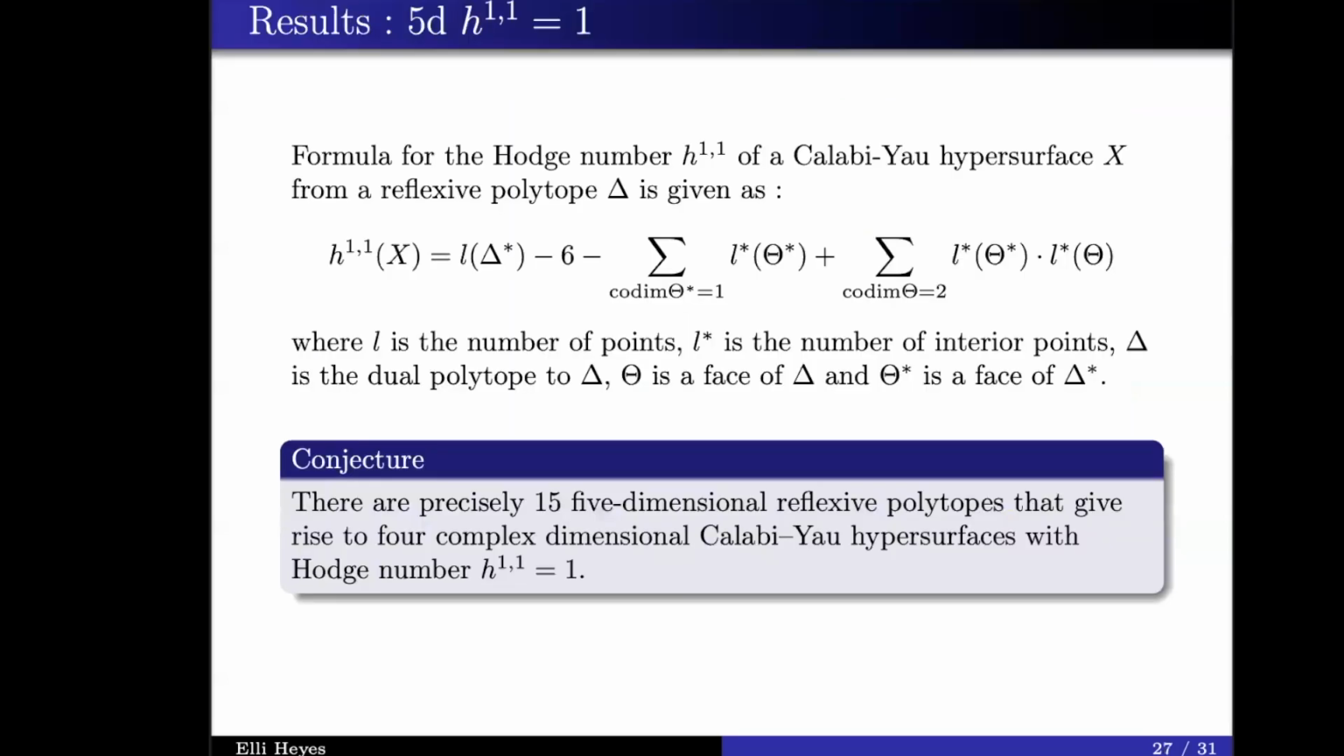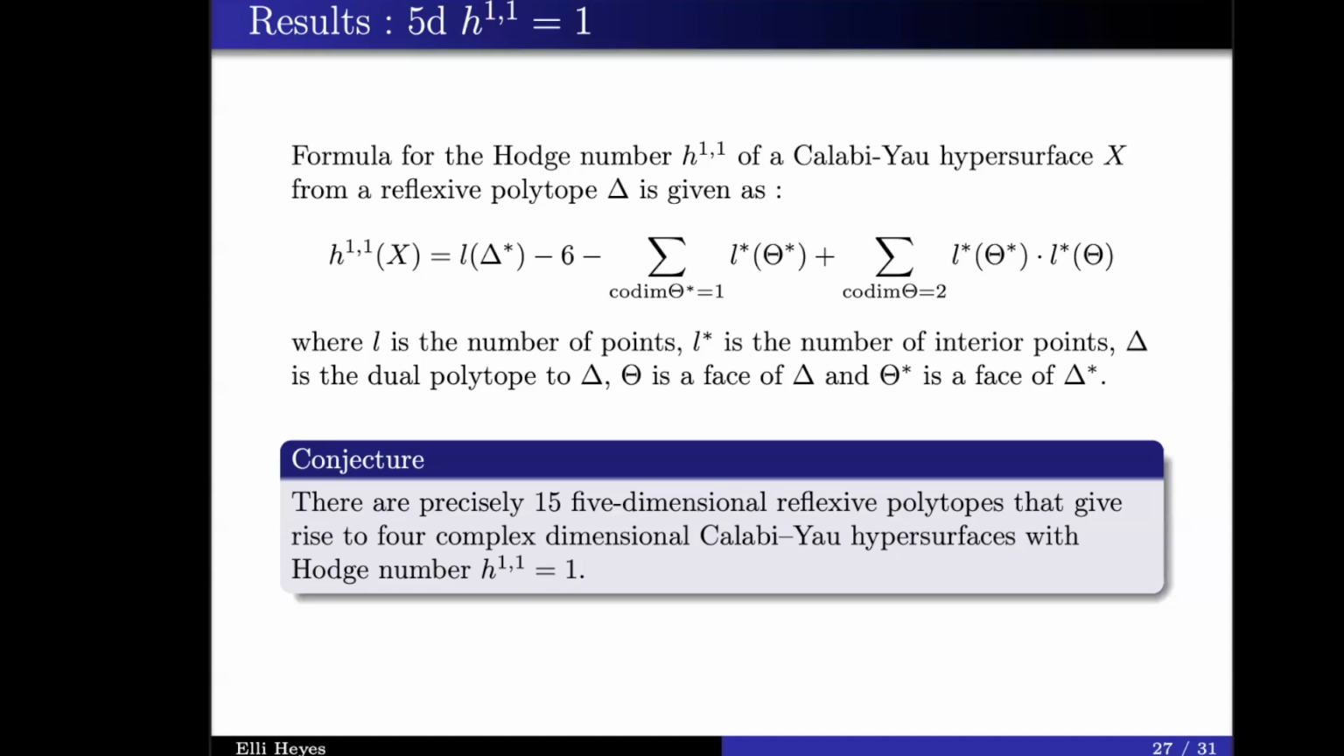Now we thought, what can we do with our new data sets? One thing we thought about was looking at the topological properties of the Calabi-Yaus. There are certain properties, and Ed spoke about Hodge numbers yesterday, that you can get just from the polytope information. This formula is taken directly from Batyrev's paper. Just to let you know what the terms are, delta is the polytope, delta star is the dual, L is the number of points, L star is the number of interior points, theta is a face of the polytope, and theta star is a face of the dual polytope.